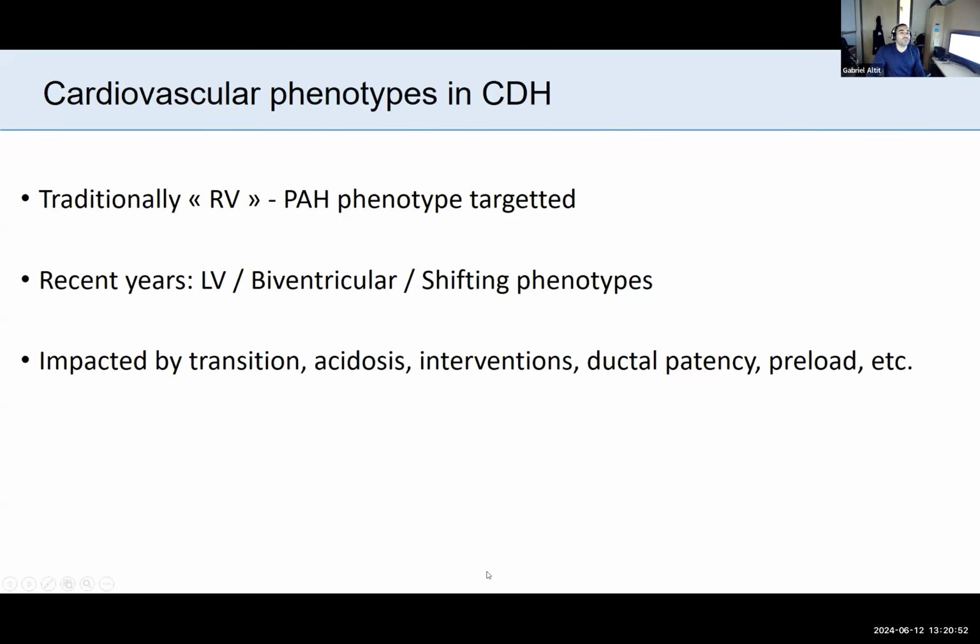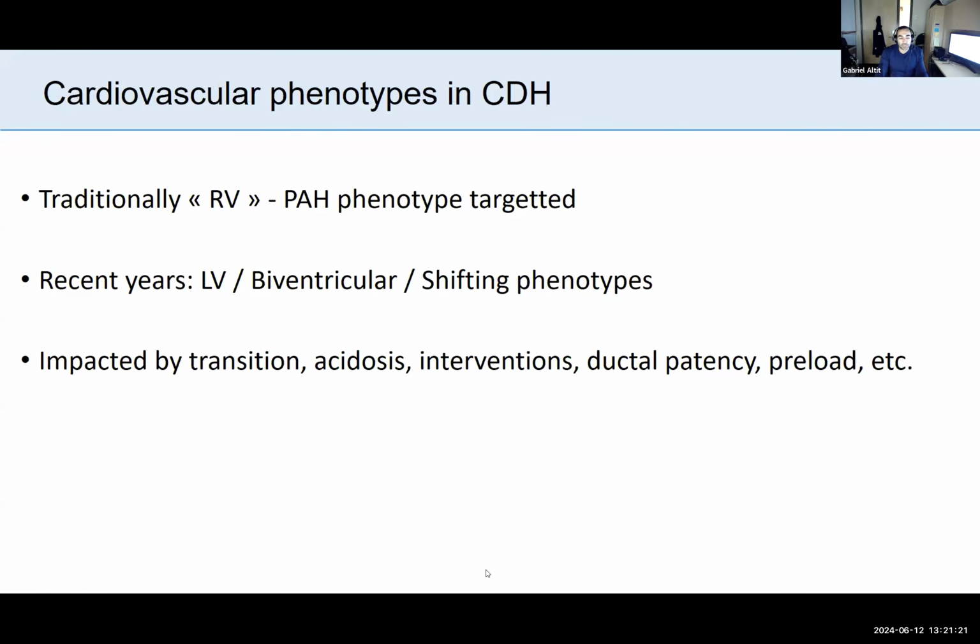So what is the cardiovascular phenotype in CDH? Well, traditionally, it's been well recognized that these patients seem to have a large component of pulmonary arterial phenotype, which means that they have high pulmonary vascular resistance, or at least an increased afterload to the RV, that seems to be secondary to a pulmonary vasculature that looks very tight, or that has a low vascular surface area, which is a component that is fixed and that we cannot change much.